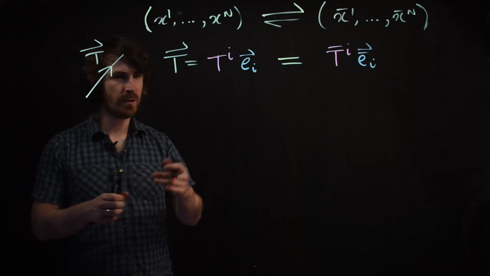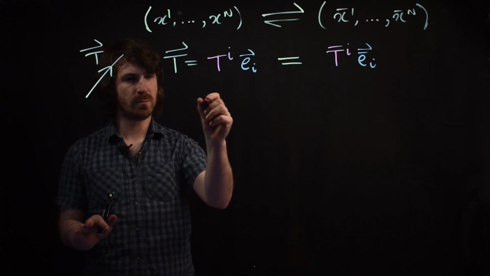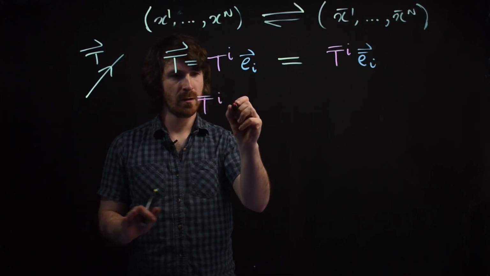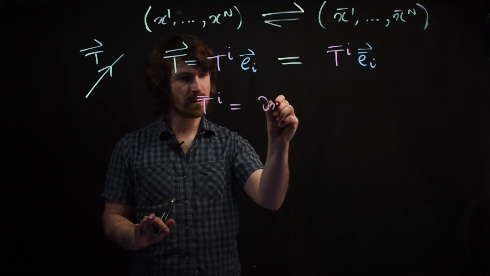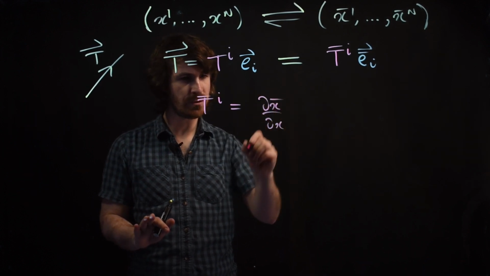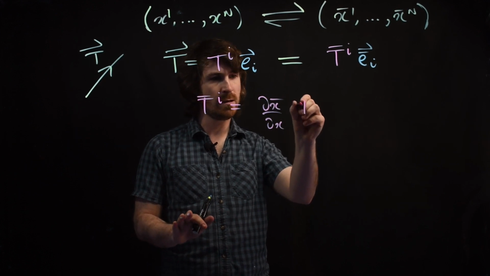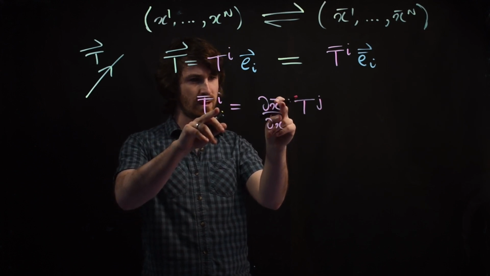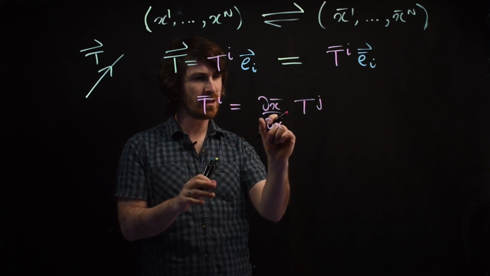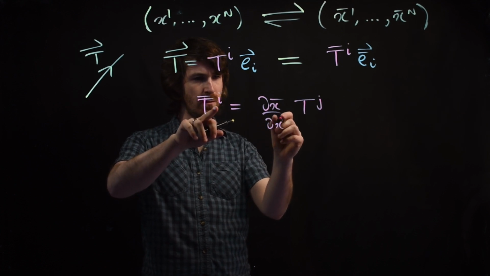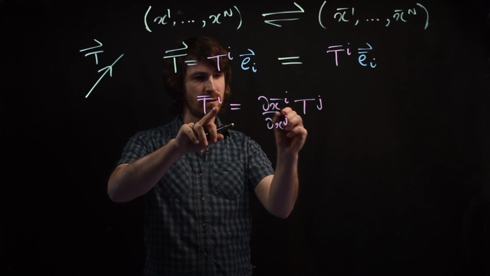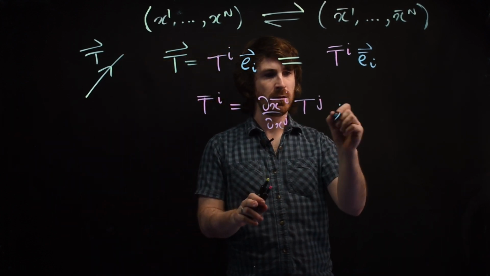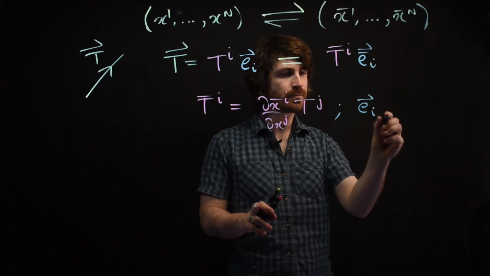So to summarize, we found that the coordinates transform in the following way. T, let's call it i bar, equals dx bar i by dx j, T j. And then we have to think about what's i and what's j. So we sum over j, and i appears on the top, so it must be i here and it must be j here.